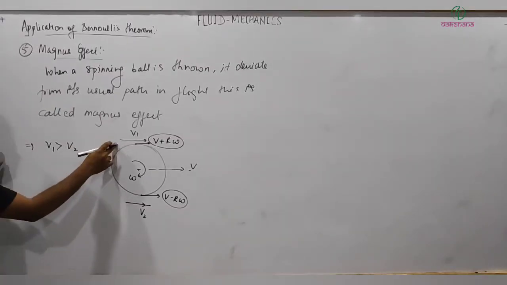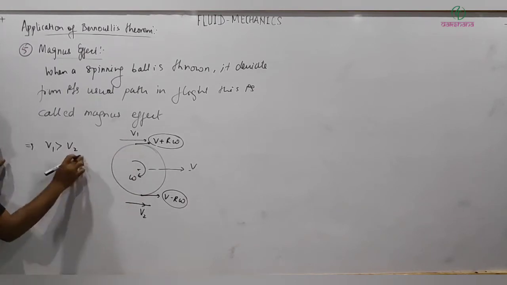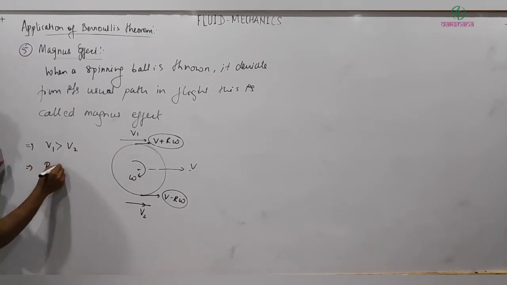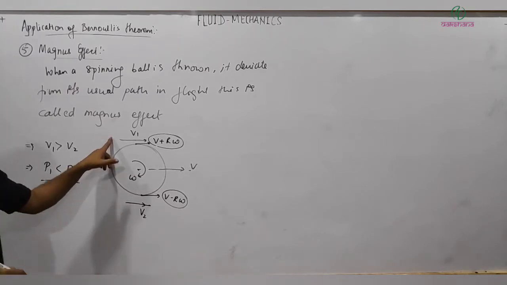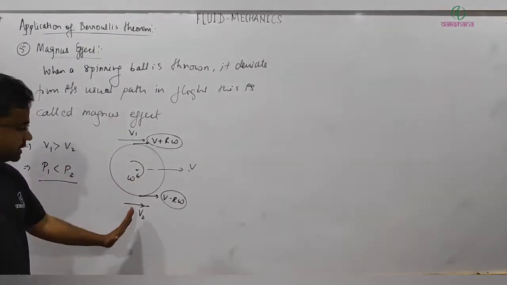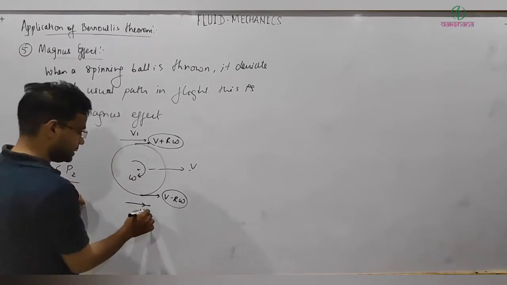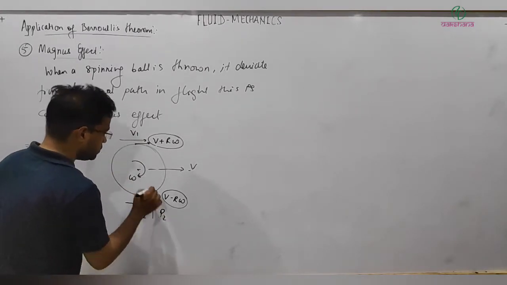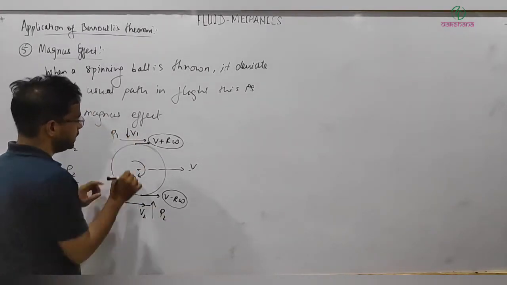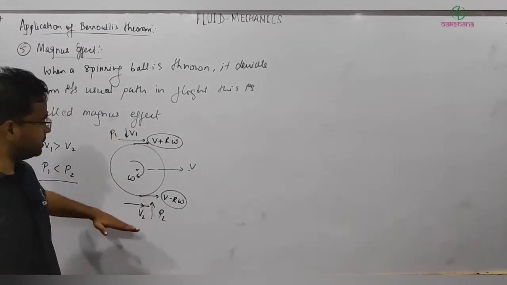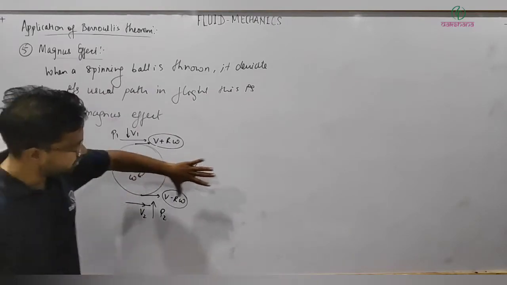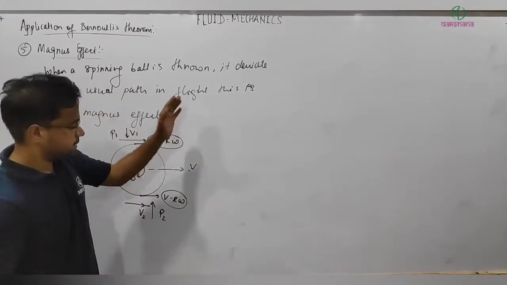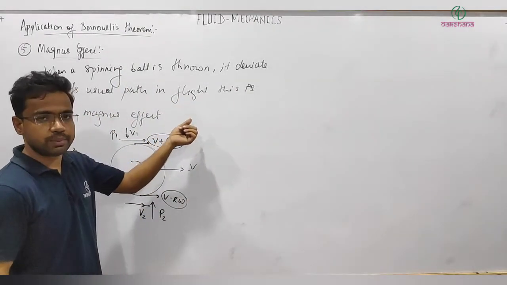So velocity at this side will be higher, and this implies p1 will be less than p2. Now this ball will experience, you can see this is p2 and this is p1. p1 is less than p2, so the net force on this ball will be in the upward direction. If it is a horizontal direction, you can see from here I can say it will be towards up actually.